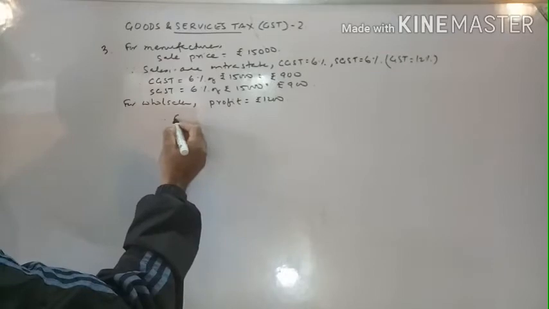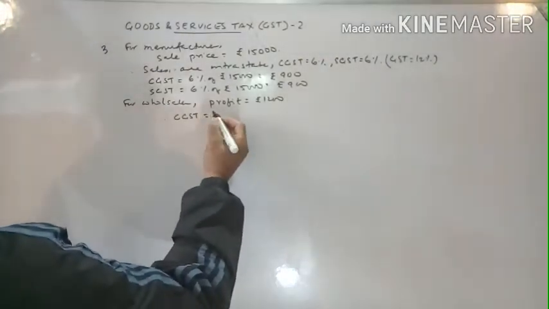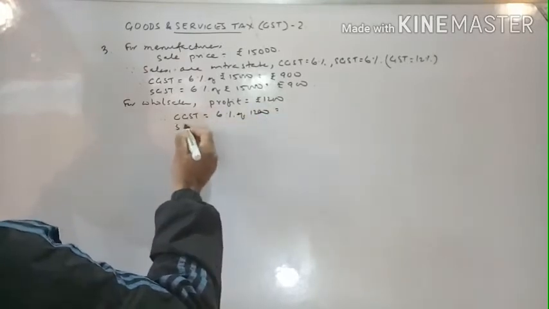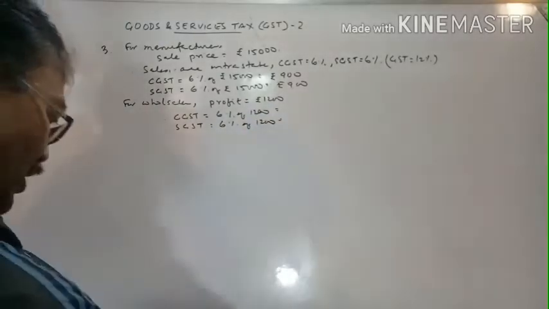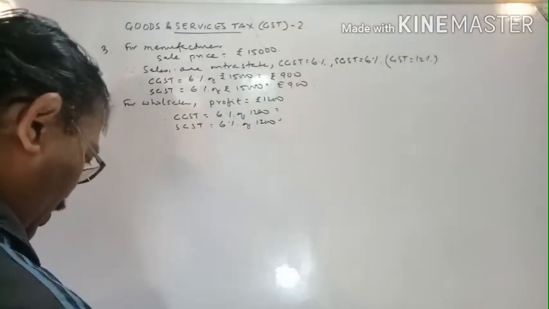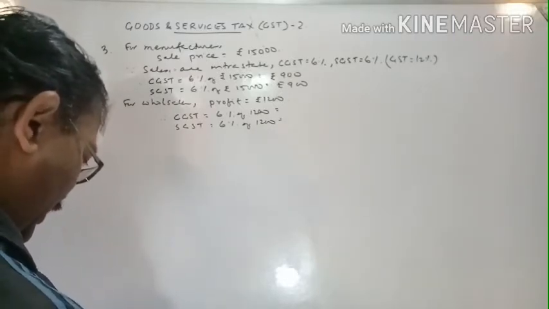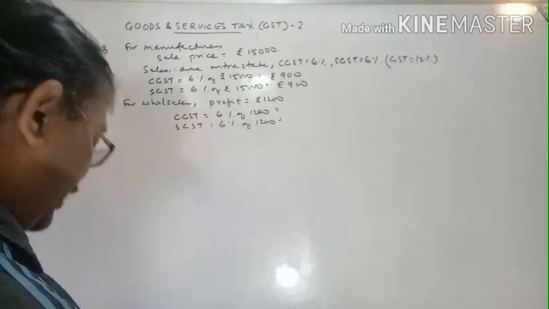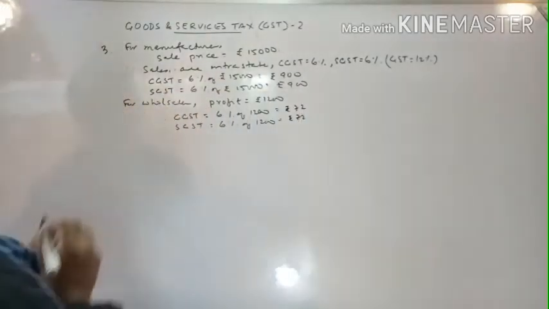So therefore CGST, because you will pay tax on the amount increased by him. So CGST is 6% of 1200, and SGST is also 6% of 1200. So 6% of 1200 will be 0.06 into 1200. So that will give you 72. So rupees 72, rupees 72. Okay, so wholesaler.